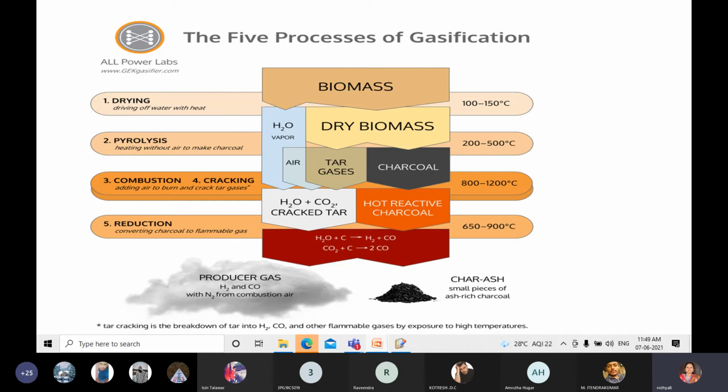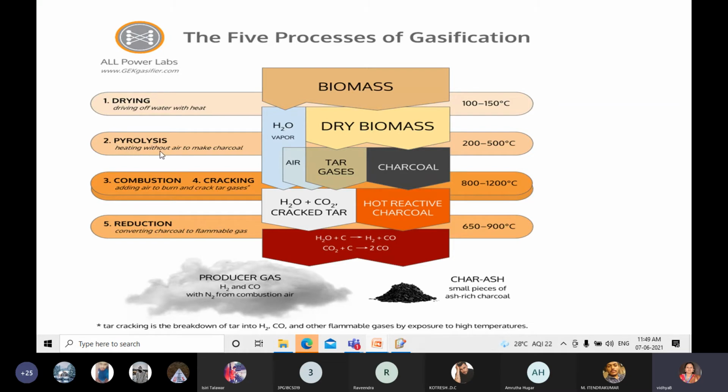Okay, in drying, some organic acids also come out during the drying process. These acids give rise to corrosion of gasifiers. What they are saying is that during the drying process some acids will come out, and thus the acids will cause corrosion of gasifiers. Okay. Next is the pyrolysis process.